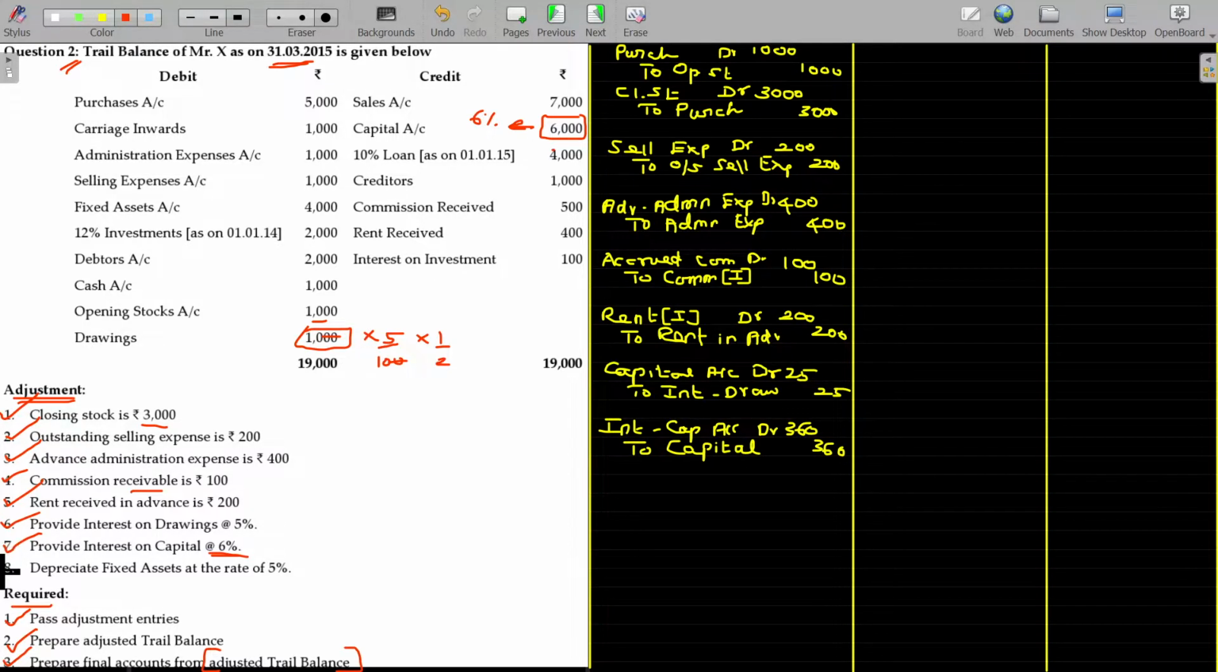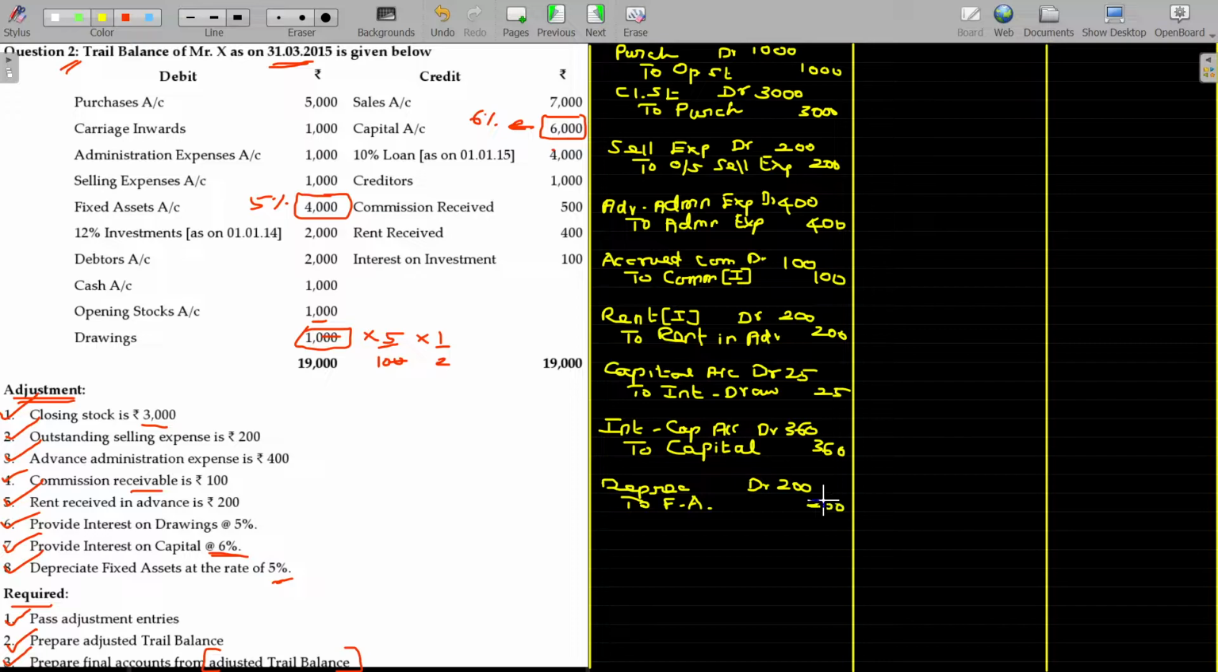Now, the 8th one is all about depreciating fixed assets at the rate of 5%. So depreciation is a loss that should be debited, and it will reduce the value of the assets. So depreciation account debit to fixed assets will be the correct entry here. Depreciation account debit, to fixed assets, 5%. Here the fixed assets being 4,000 rupees. For that you have to calculate 5%, which being 200 rupees.